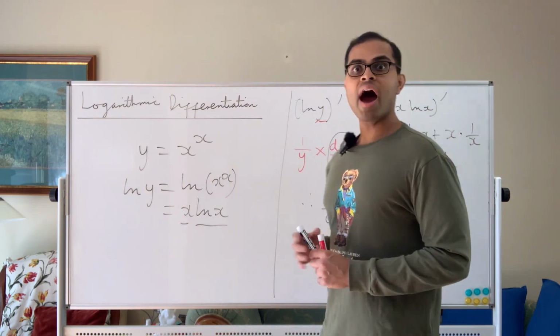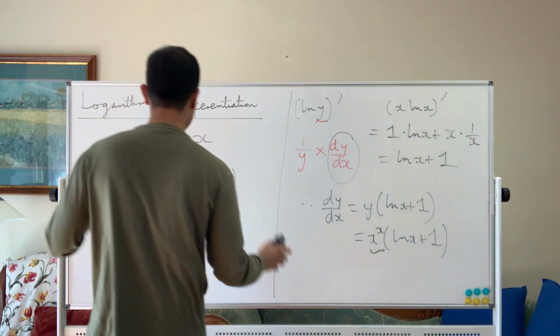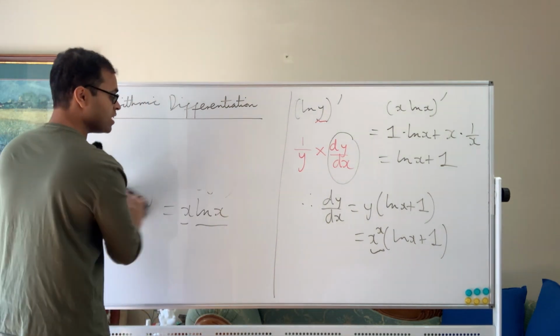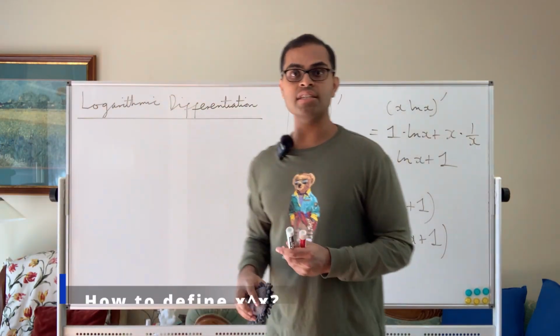But what if x is pi? What is pi to the pi exactly? So if you're just curious about that, here's a quick way of looking at it, which also gives a valid method of differentiating such functions, okay? And the method is as follows.